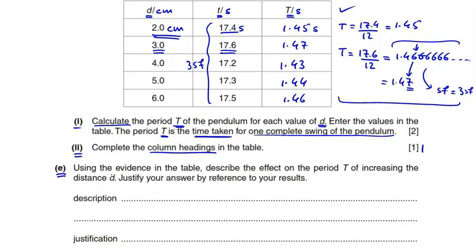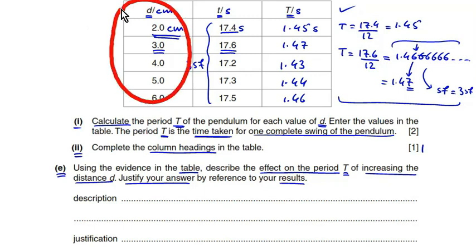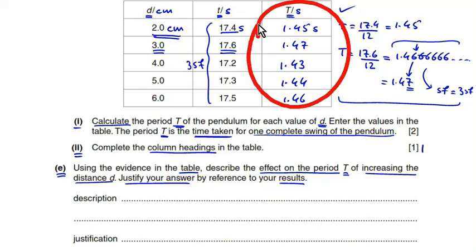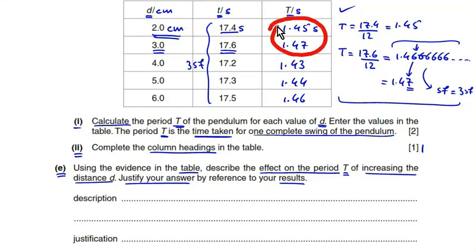Part E says, using the evidence in the table, describe the effect on the period capital T of increasing the distance d. Justify your answer by reference to your results. Students, first of all, note that the value of d continuously increases from the first row until the last row, but the value of period T, on the other hand, increases a little bit from the first row to the second row, then decreases a little bit from the second row to the third row, and then increases a little bit again until the last row. In short, there is no trend in the values of period T, neither increasing nor decreasing.